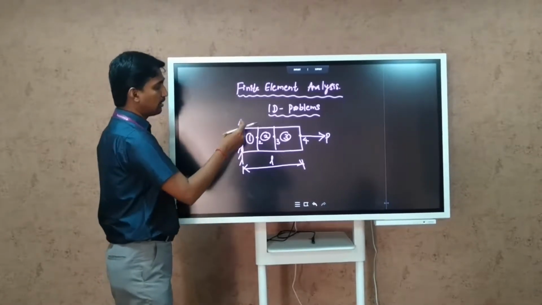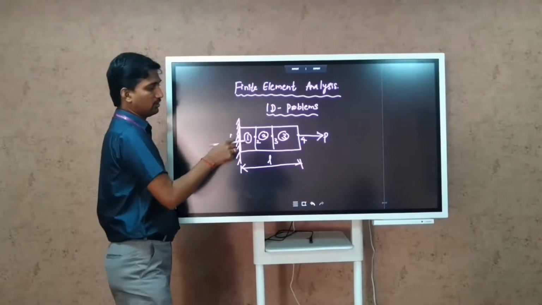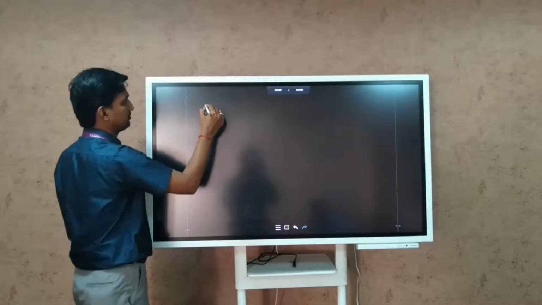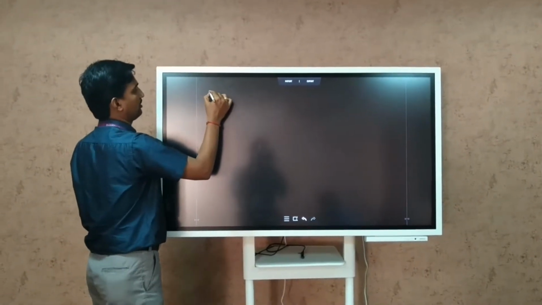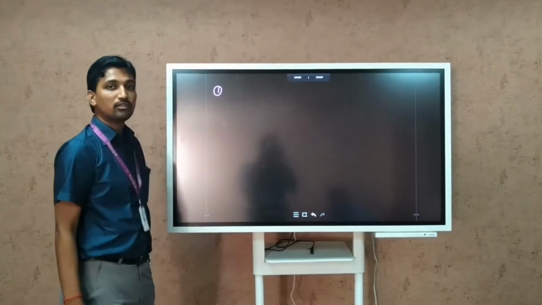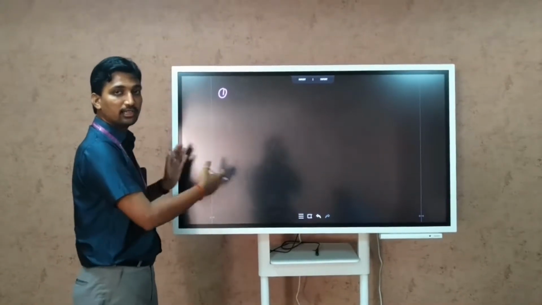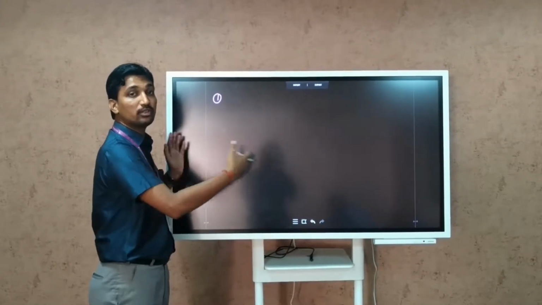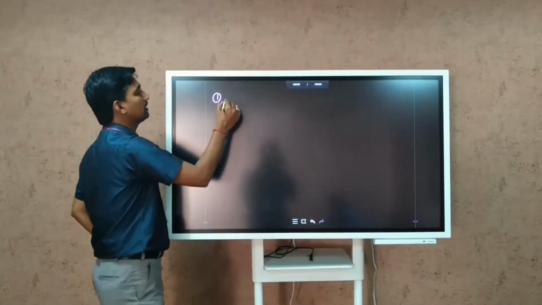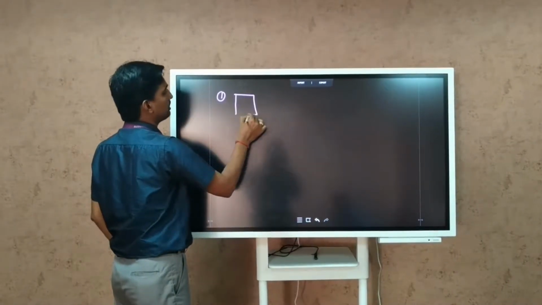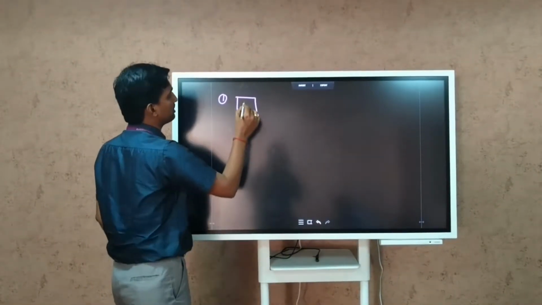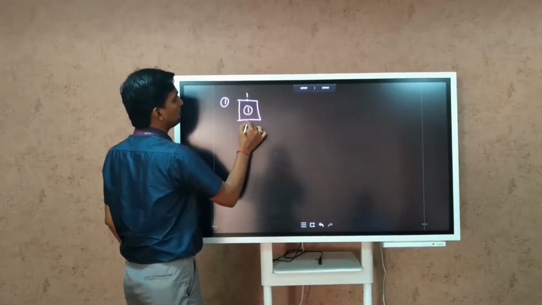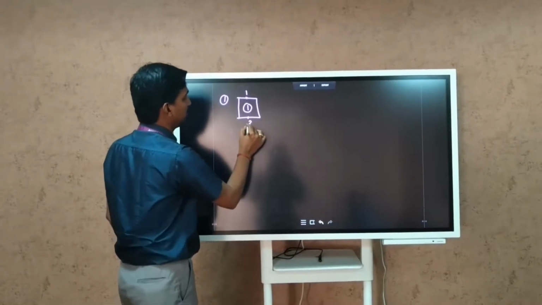Now I am going to take the first element and solve this entire problem in a detailed manner. In the earlier session, we dealt with how the element has to be characterized and how the element has to be split into different discretization parameters. I am going to take this one as our first element. This encircled parameter is called the first element. It has been provided with 2 nodes.